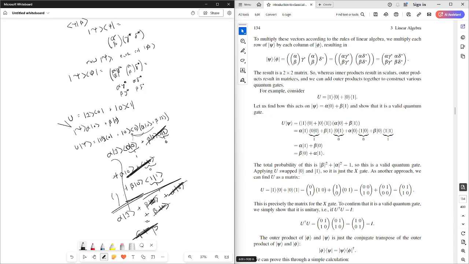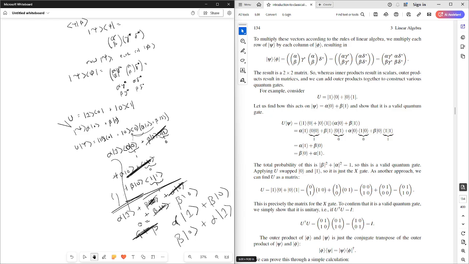A of 0 is gone. This is gone, and B of 0 remains. So our result is alpha of state 1 plus beta of state 0. We'll rewrite this as beta state 0 plus alpha state 1. And we've seen this before.